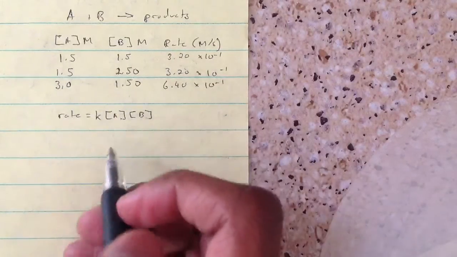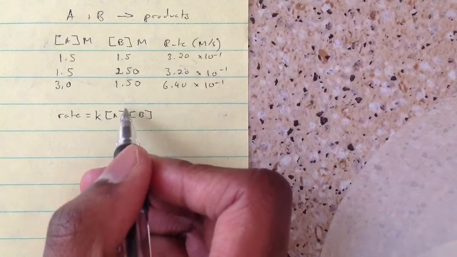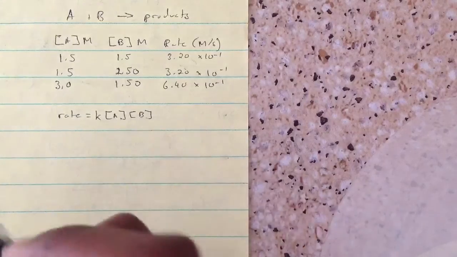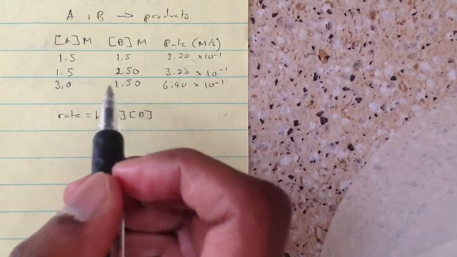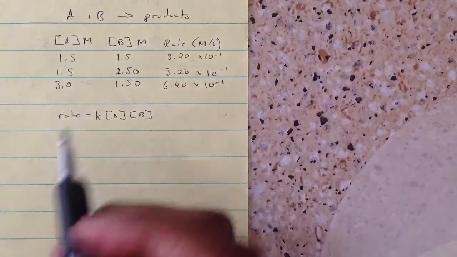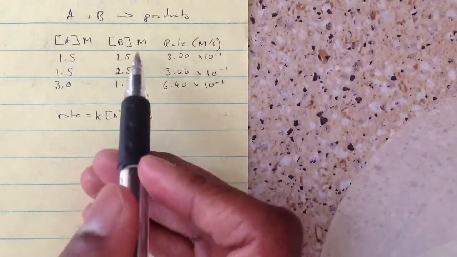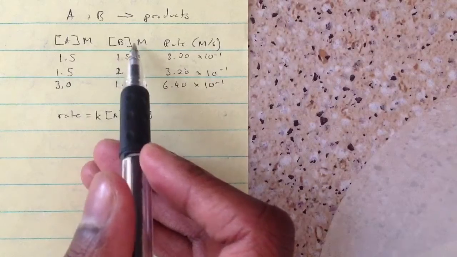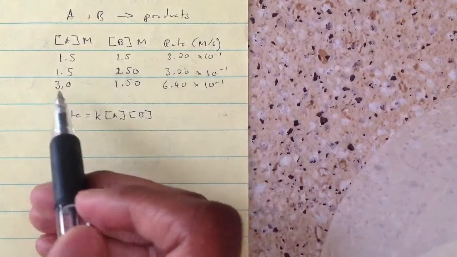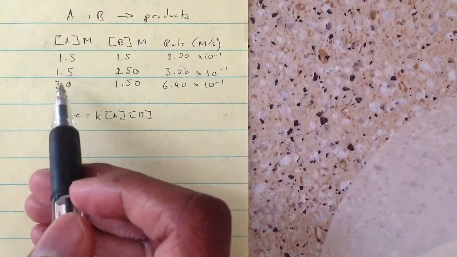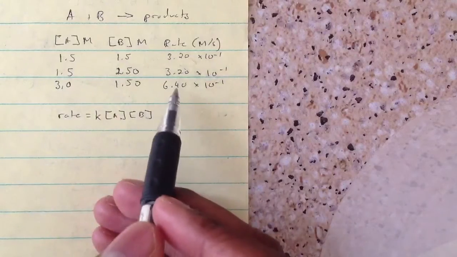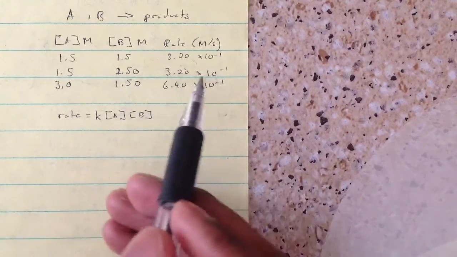So let's say we want to find the order of A. If we want to find the order of A, we look for two sets of data where B stays the same, so we can see what happens to the rate when A changes and how A affects the rate.